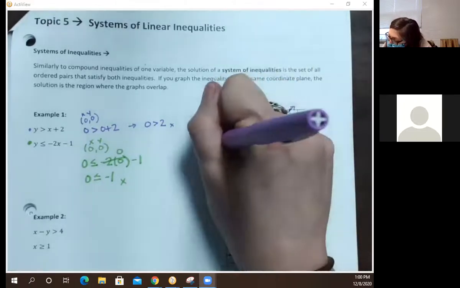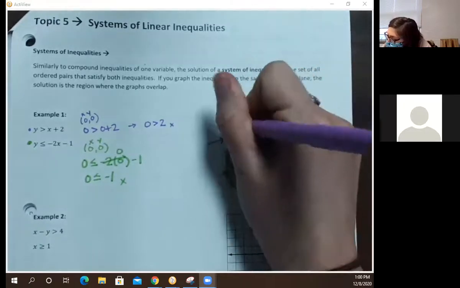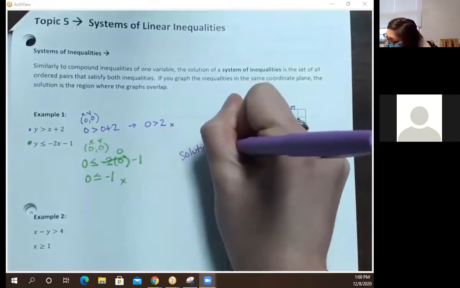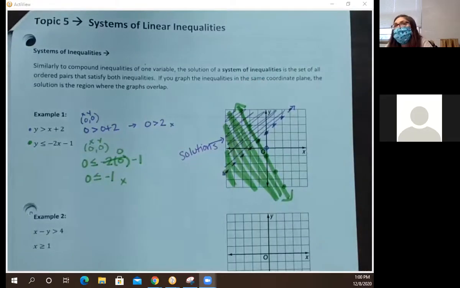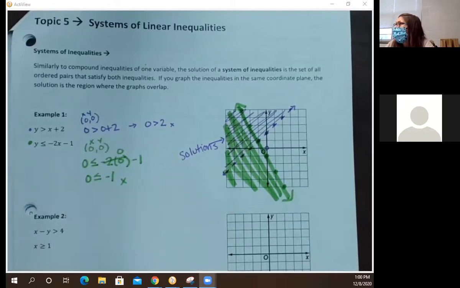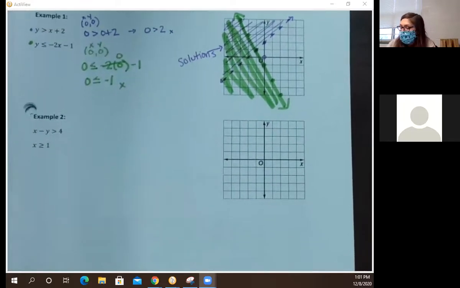My solutions then are in this double shaded region here. So any point in that double shaded region would be a solution to this system of inequalities. Questions for me on that first example? Okay, let's take a look at number 2.